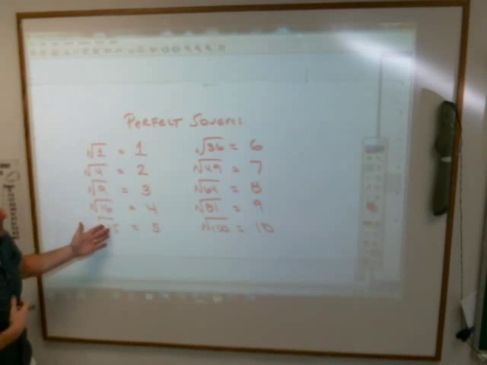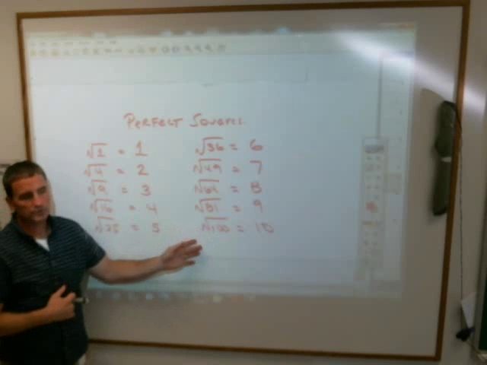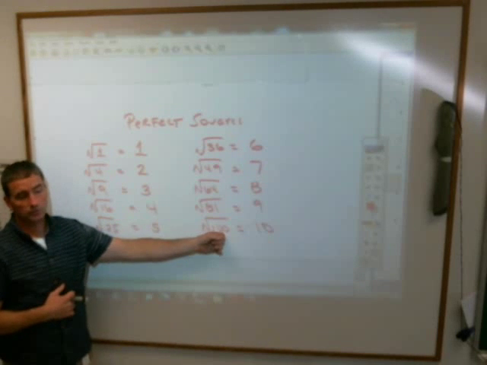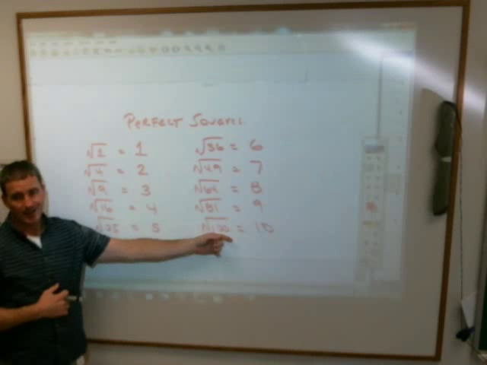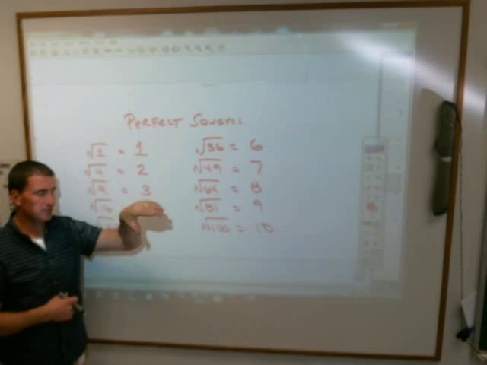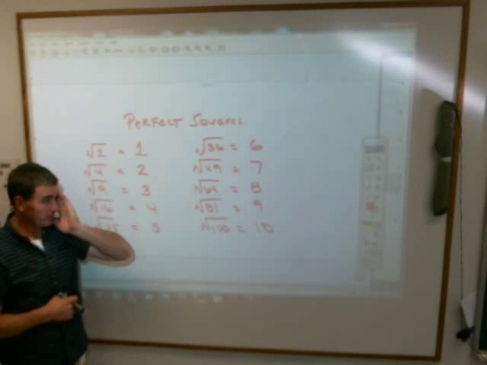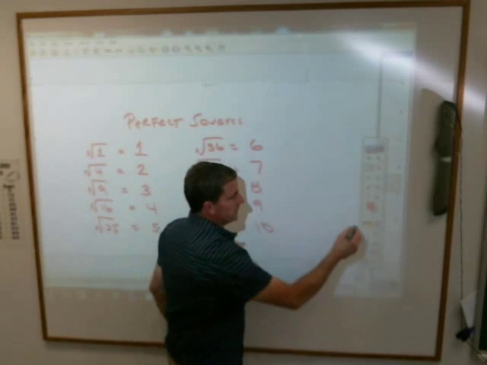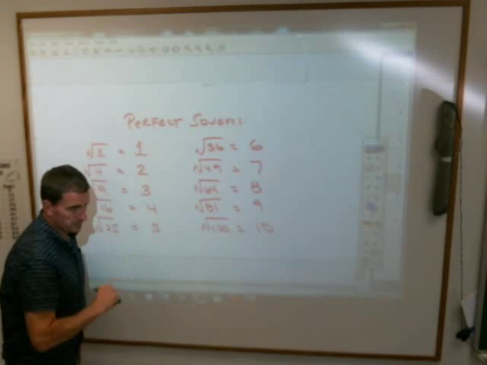These are the only square roots that work out from 0 to 100. Everything else in there, if you try to take its square root, you get a decimal that never ends. And again, that doesn't mean that we can't get close.